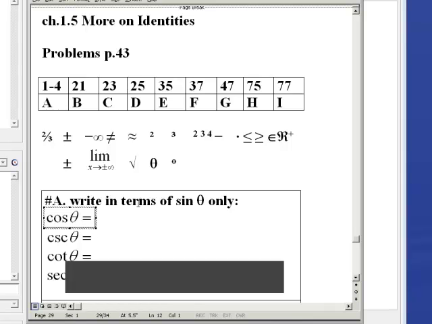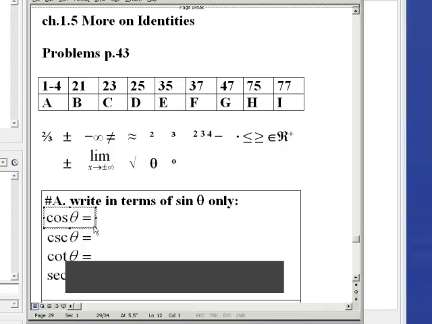Okay, welcome to the problem section for more on identities. And the first problem says, write cosine of theta in terms of sine theta only. Of course, cosine theta is as simple as it can get, so they're not asking us to simplify this, but we're supposed to write it in terms of sine only. Well, there's a relationship between cosine and sine, and that's a Pythagorean identity: cosine squared plus sine squared equals 1.